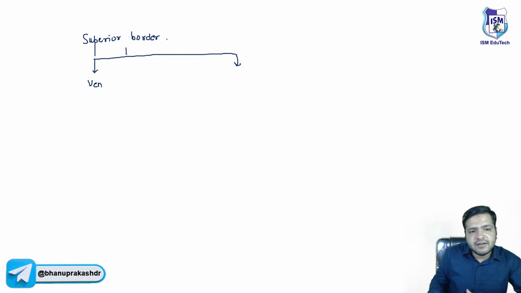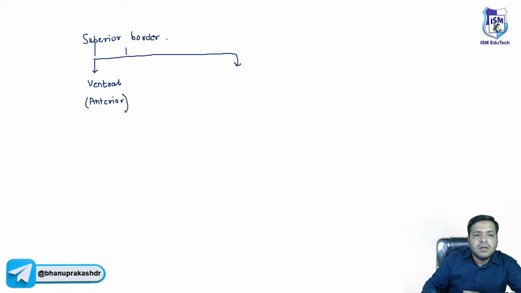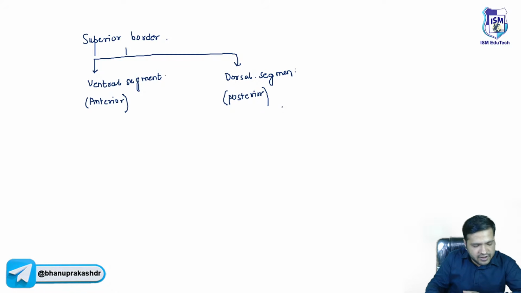We have the ventral segment. Ventral का मतलब होता है बेटा anterior. And we have the dorsal segment, that is the posterior part. So we have the ventral segment and the dorsal segment.